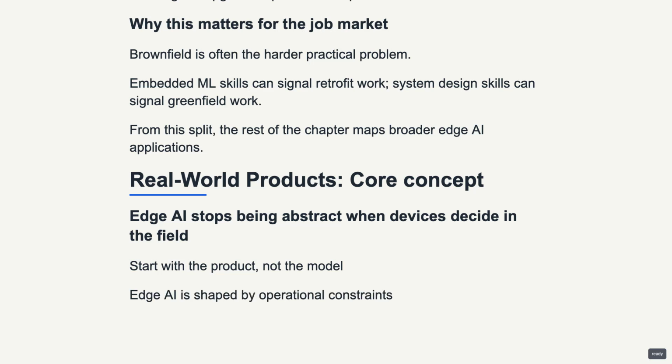That shift matters because it changes the question from how accurate is the model to what has to work in the field. Once deployment constraints dominate, edge AI looks less like a research topic and more like a systems problem.